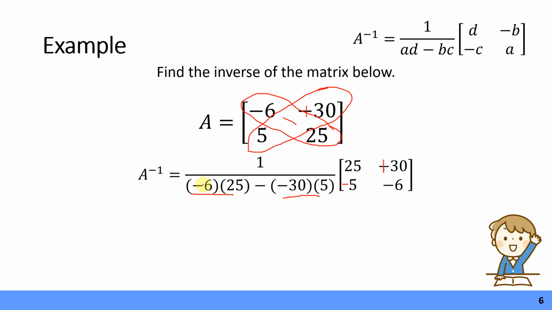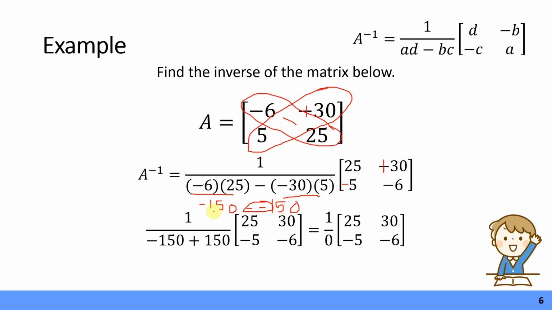So again, simplify. Negative 6 times 25 is negative 150. And then minus negative 30 times 5 is negative 150. Now, when you have negative, negative, it becomes positive. So I end up with negative 150 plus 150, which is 0, right? So this whole thing here becomes 1 over 0. And then this one just copies down, right? So it just comes down after I modified it.